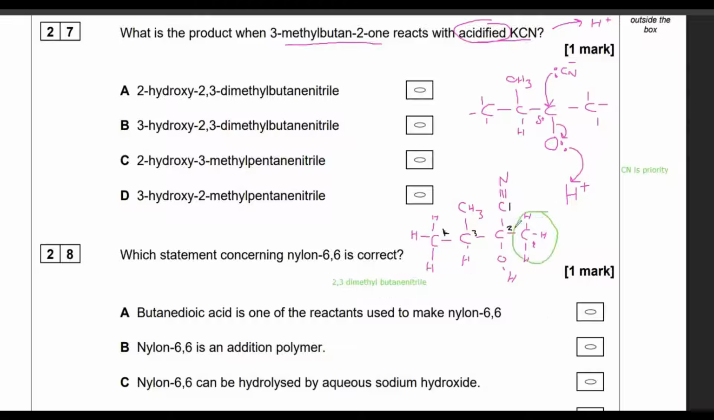So I'm going to circle in green. You've got a methyl group there attached to the second carbon, a methyl group there attached to the third carbon. Then I've got a hydroxy group attached to the second carbon. So we're going to be 2-hydroxy-2,3-dimethyl butanenitrile, and that is going to be answer A. Oh my god, I've spelt that wrong. I can't move it around. You get the idea, right? 2-hydroxy-2,3-dimethyl butanenitrile.